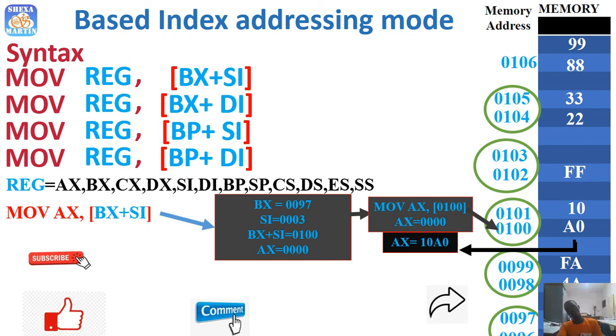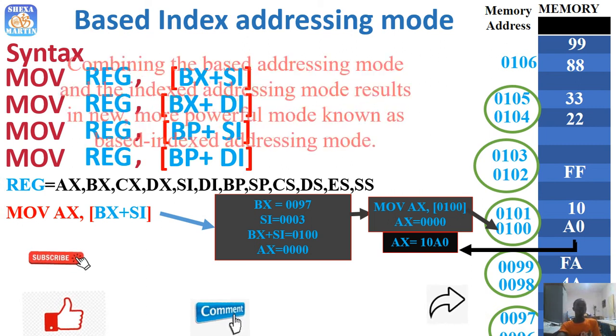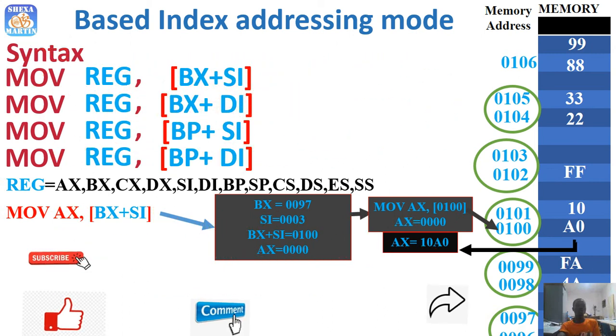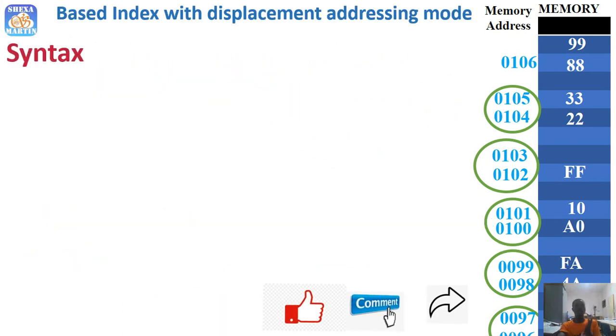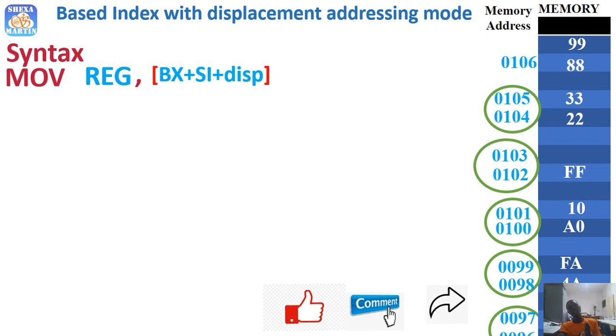I have showed you some combinations, all the combinations that you may have for based indexed addressing mode. Maybe I've further shown you how you can add displacement. So if you want to add displacement, you have this addressing mode called based indexed addressing mode with displacement. So move, you can say AX, and then you choose BX plus SI, and then you add some displacement. So these are the combinations that you can have.